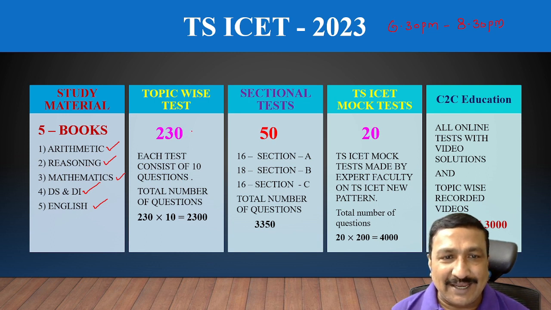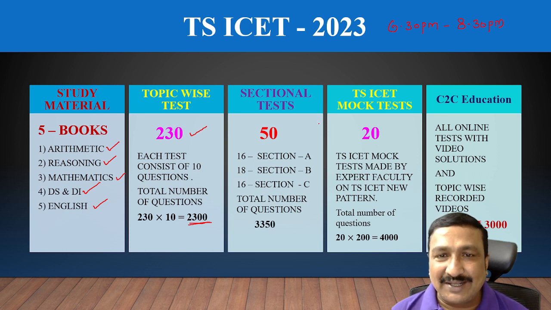And we are giving 230 topic wise tests. These 230 topic tests are very useful to improve your speed and subject knowledge in each area. Each test consists of 10 questions and 10 minutes. The total number of questions from these 230 tests is 2300 questions. If you practice these 2300 questions, it is sufficient to get good knowledge in each topic.